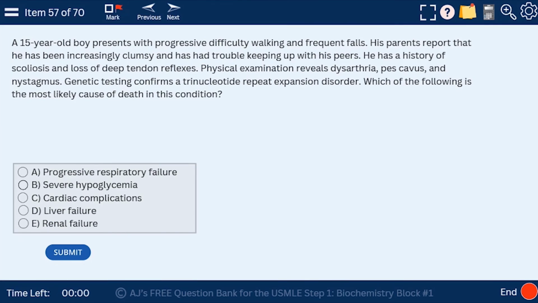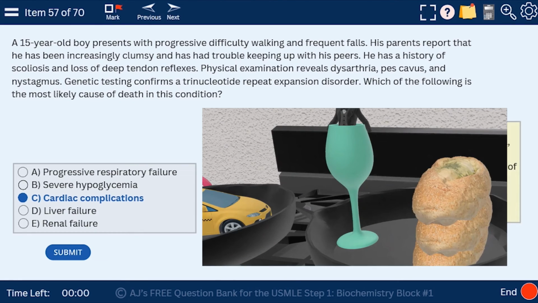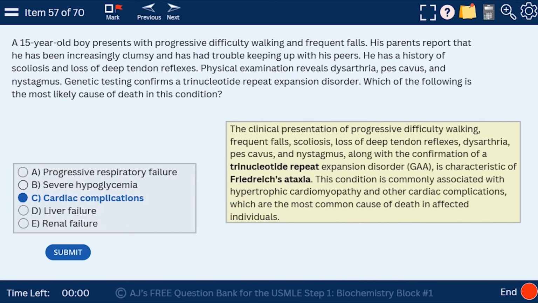Let's move on. 57. A 15-year-old boy who has difficulty walking and falls. He has pes cavus and nystagmus. This is a trinucleotide repeat expansion disorder, Friedreich's ataxia, GAA, G-A-A, leading to cardiomyopathy, and that is the most frequent cause of death in Friedreich's ataxia caused by the trinucleotide repeat, GAA. In my video, garlic bread for Friedreich's ataxia.